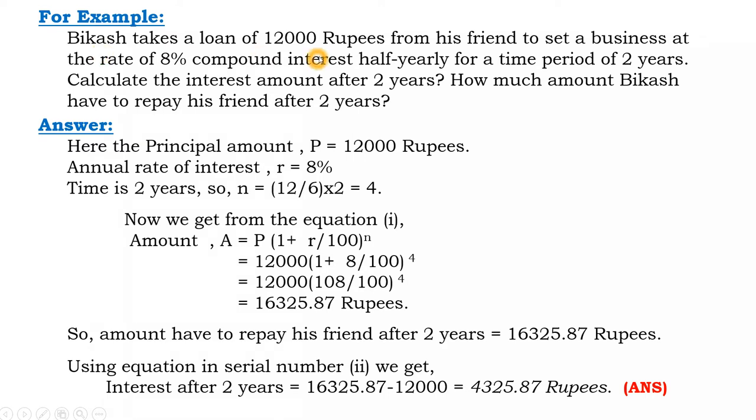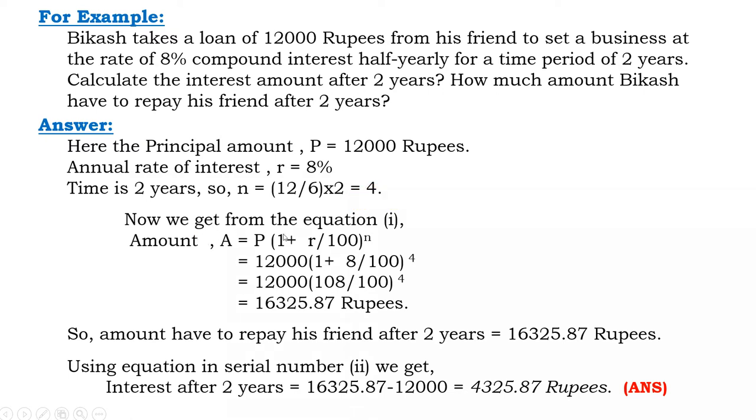For example of the previous equation, Vikas takes a loan of 12,000 rupees from his friend to set up a business at the rate of 8% compound interest half yearly for a time period of 2 years. So calculate the interest amount after 2 years. How much amount does Vikas have to repay his friend after 2 years? Here, the principal amount P is equal to 12,000, R is equal to 8, time is 2 years. So n will be 12 by 6 because it is half yearly. So you have to pay 2 times in a year, so for total time you have to pay 4 times, that is n is equal to 4.